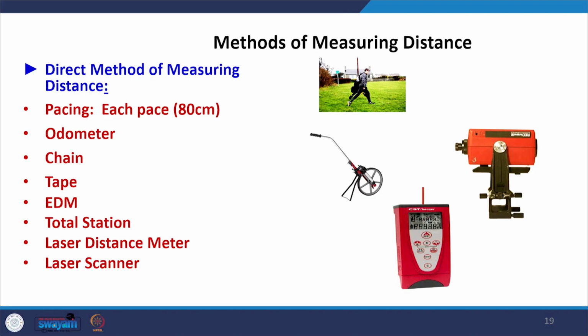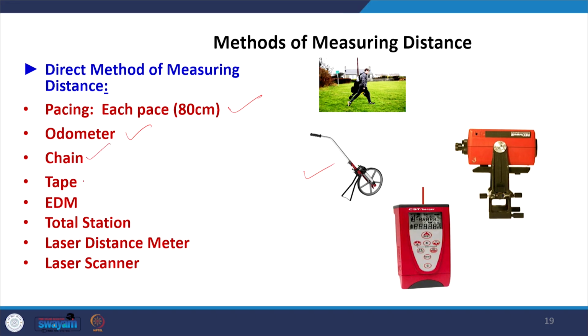Once we measure the elevations, then we have to measure the distances also. So there are several methods of measuring distances. First, the direct method of measuring the distance. So, there are instruments which will directly give you the distance. Earlier methods were the pacing method, where the person will walk, and each pace is considered to be about 80 centimeters. We multiply by the number of paces, and we get the distance. Then came the odometer, where we know the circumference of the wheel, find out how many rounds the wheel has taken, and can determine the distance.